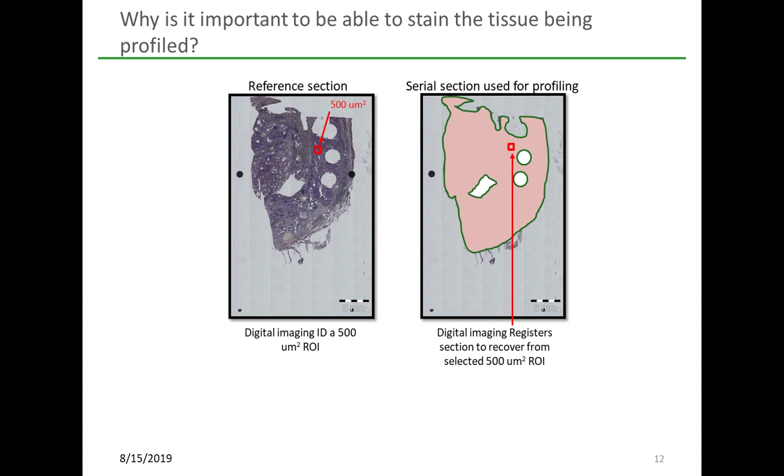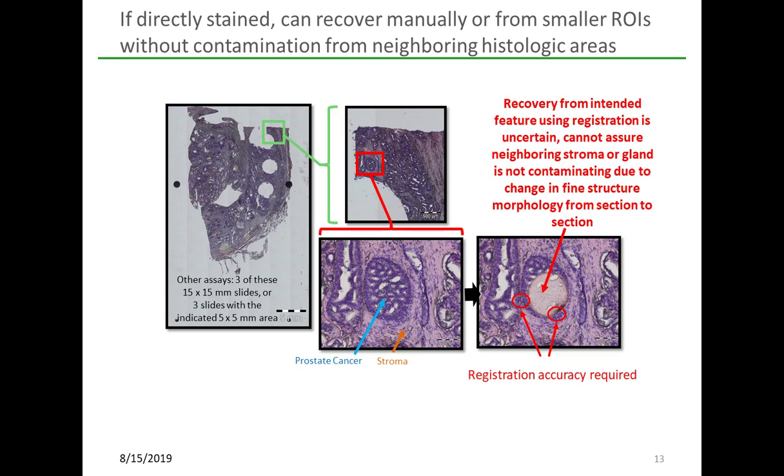Whereas if you're using a reference section, that would be the left sample, and you're getting the sample off the right sample, which is a second serial section, you now have to have fairly complex image analysis software built into the system so that it can register the reference sample appropriately, so you hit the right area on the sample that you're pulling your sample from for profiling.